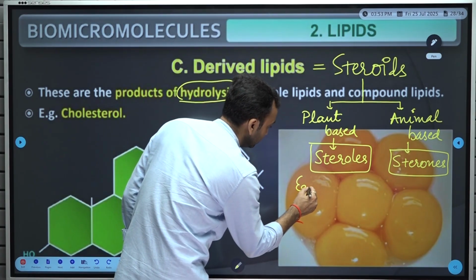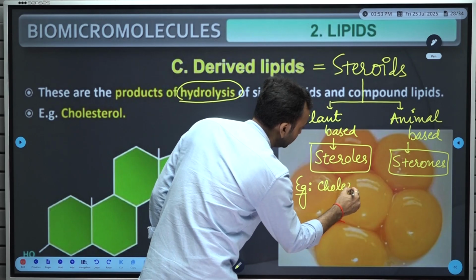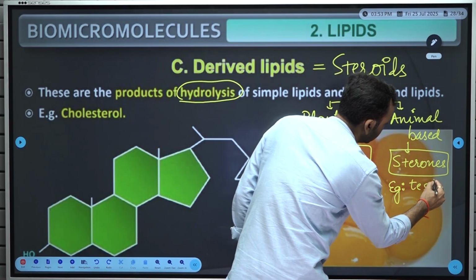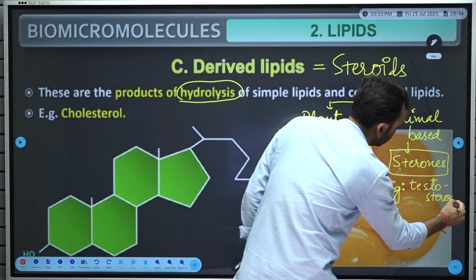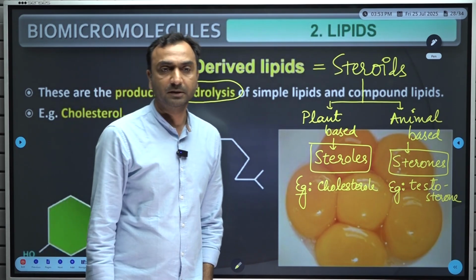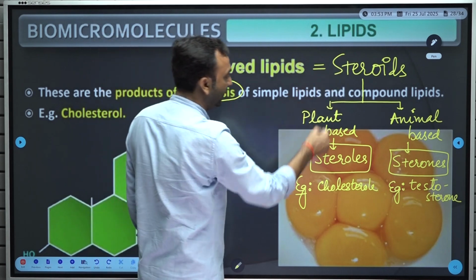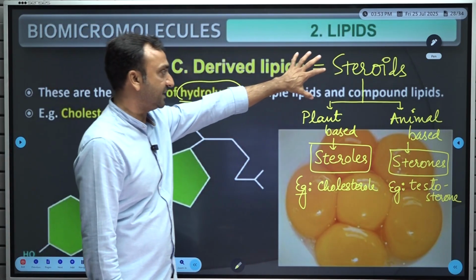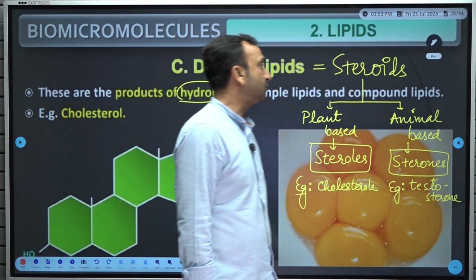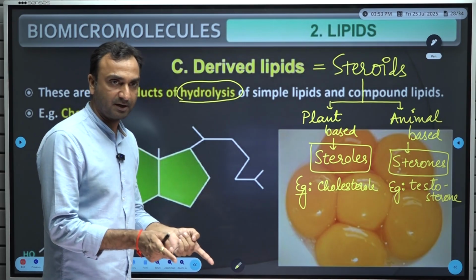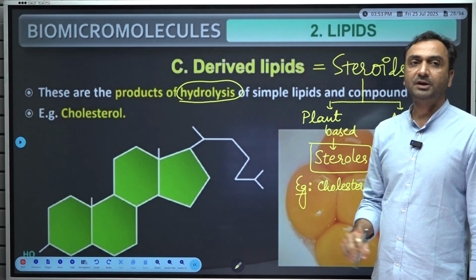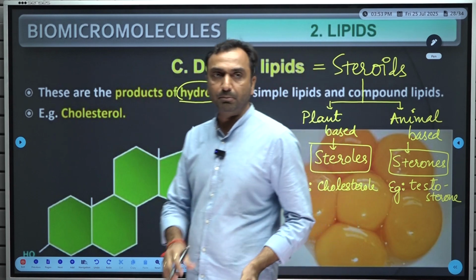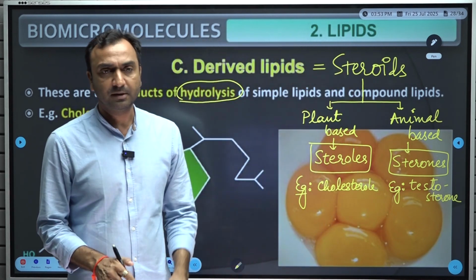Example here, cholesterol. Example here, testosterone, progesterone, etc. Right? So steroids are different in both kinds of organism, plant and animals. Plants also synthesize steroids or derived lipid, and animals also synthesize this steroid, that is derived lipid. Both can make it. Understood? And how do they make it? Through the hydrolysis of simple or compound lipid. So the example cholesterol is directly given here, but I have made them into more considerable points.